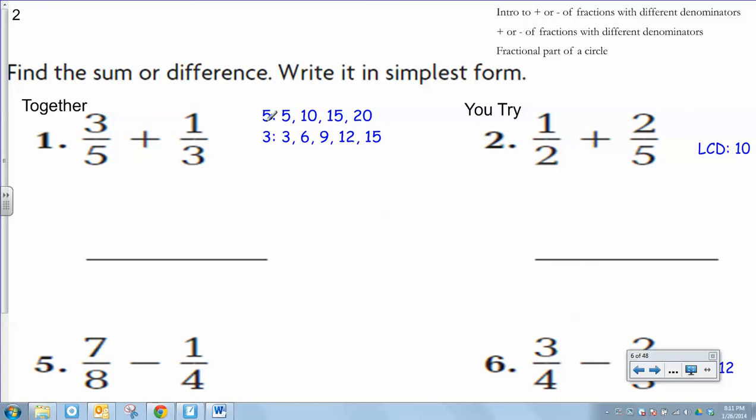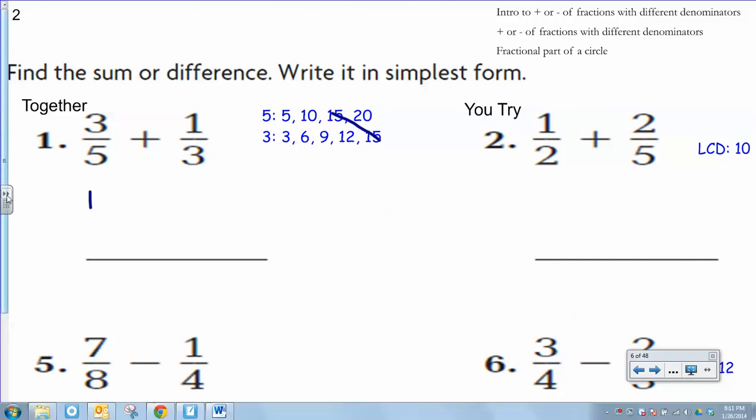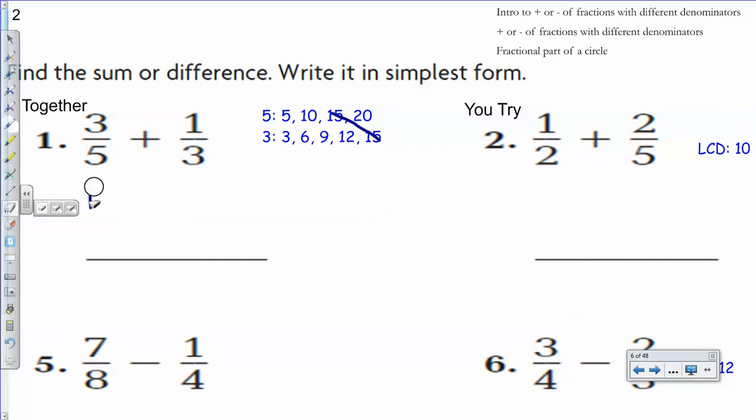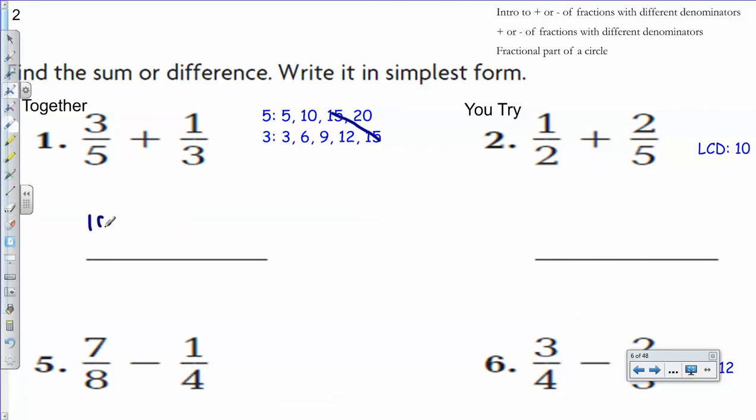So here's my multiples of 5 and 3. So my least common multiple looks like it's going to be 15. So I'm going to rewrite my fractions. I'm going to have both of my fractions now be out of 15.